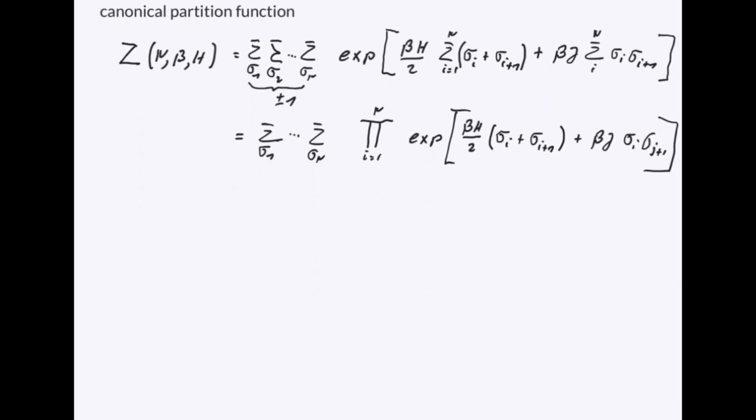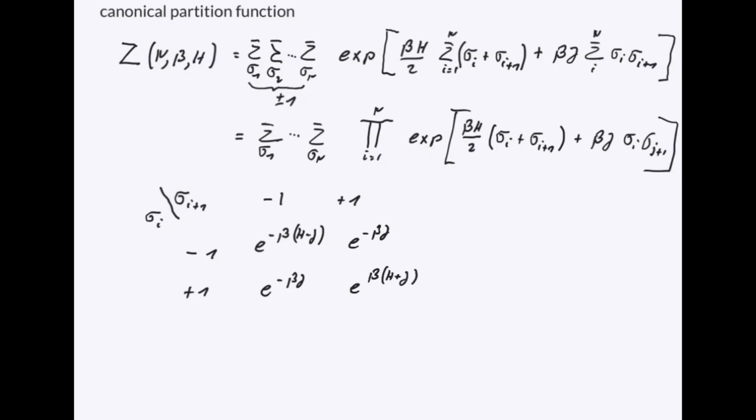Now let's have a look at the different values that the exponential factor can have. If we assume that sigma_i+1 is equal to minus 1 and sigma_i is also minus 1, we obtain a factor e to the power minus beta h minus J. For sigma_i minus 1 and sigma_i+1 plus 1, we obtain e to the power minus beta J. Likewise, for sigma_i plus 1 and sigma_i+1 minus 1. For the last possibility, where sigma_i and sigma_i+1 are both 1, we obtain a factor e to the power beta h plus J.